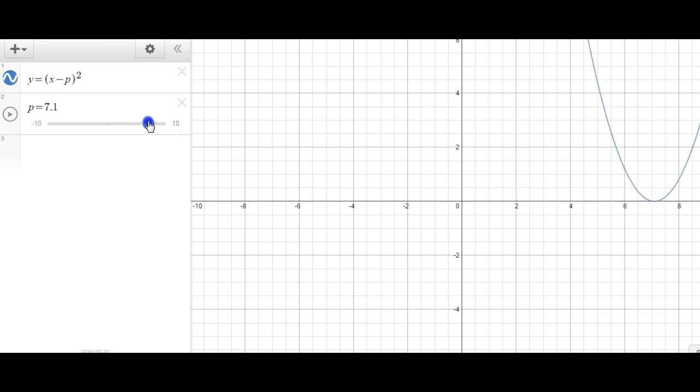Oh, so what's happening? The vertex is changing, so what's it doing? It's moving along the x-axis. Which way? Both ways. Somebody say left or right. It's going left or right. Okay. So is the shape changing? No. So the vertex changes, the shape doesn't change. It moves to the left or to the right. So when p is positive, which means you're looking at stuff like x minus 2 squared, which way did it move?